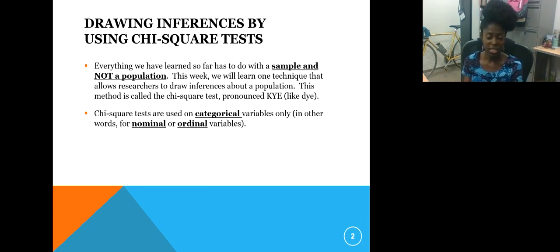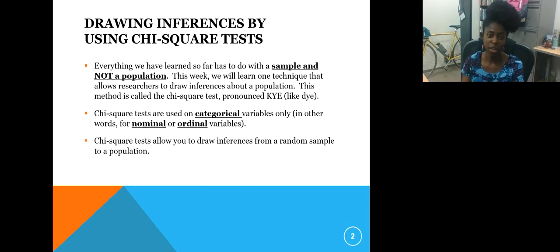So statistics has the F-test, the Z-test, the T-test, which we'll look at in regressions after the midterm. But today we're looking at the chi-square test, okay? So the chi-square test and all inferential testing allows us to draw inferences from a random sample to a population.